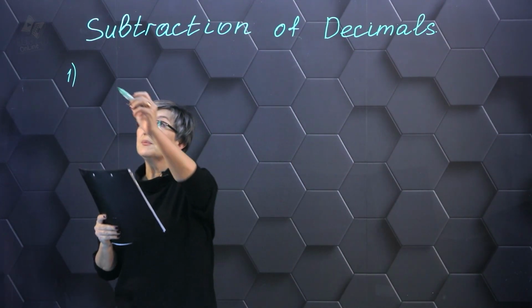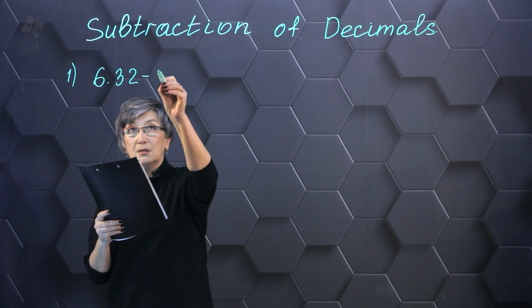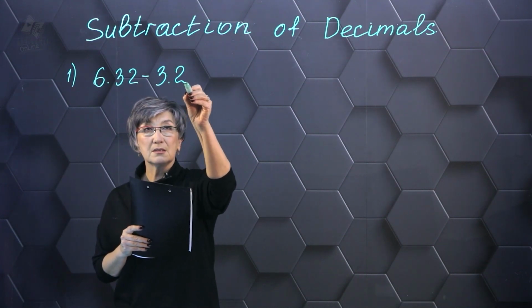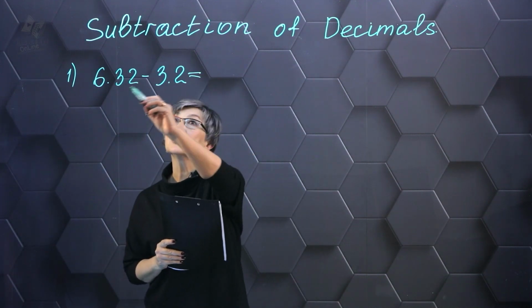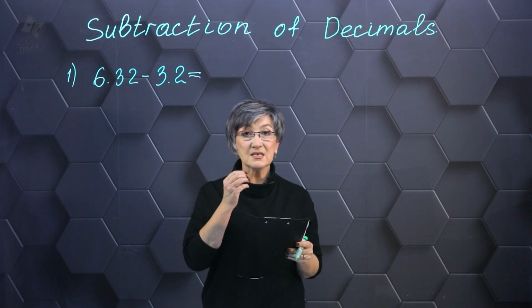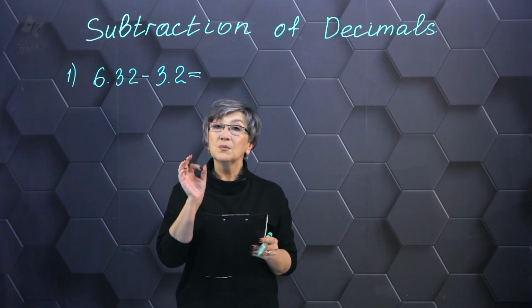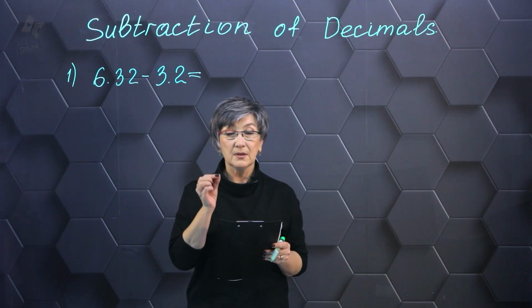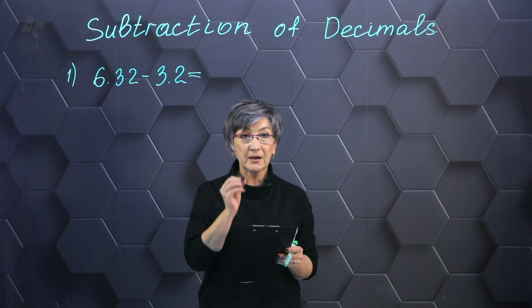The first example, 6.32 hundredths minus 3.2 tenths. What do we need to do? Recall the rules for adding decimals. We added and wrote it down in a column. We're going to do the same thing with subtraction. Let's remember the rules. The most important rule.